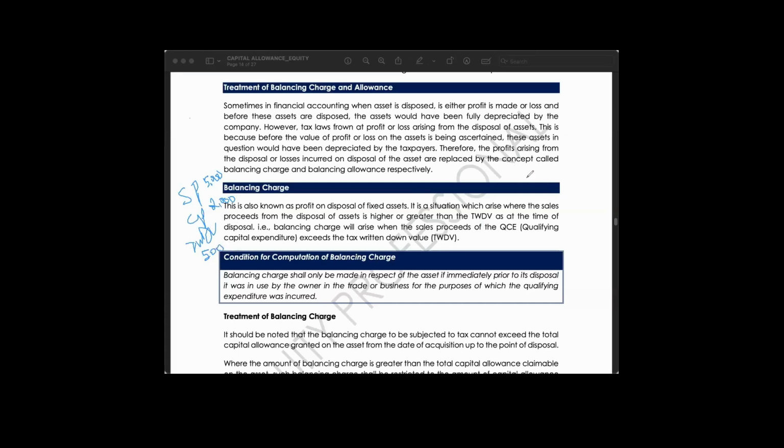What is balancing charge? Balancing charge will arise when your sales proceed exceed tax nominal value at disposal. So I'll say 5,000 minus 500, and we have 4,500.